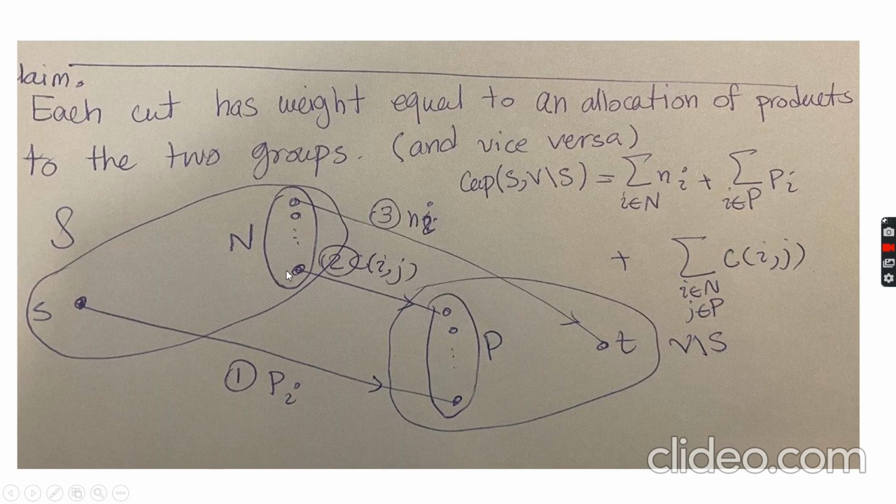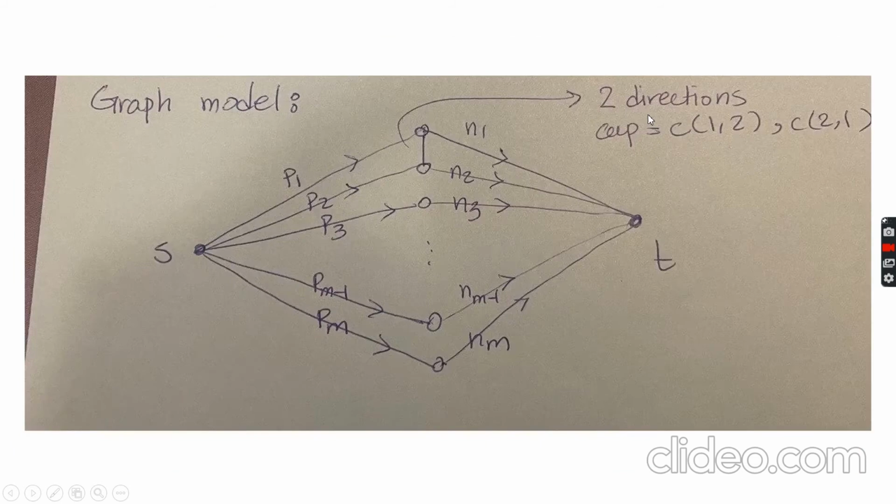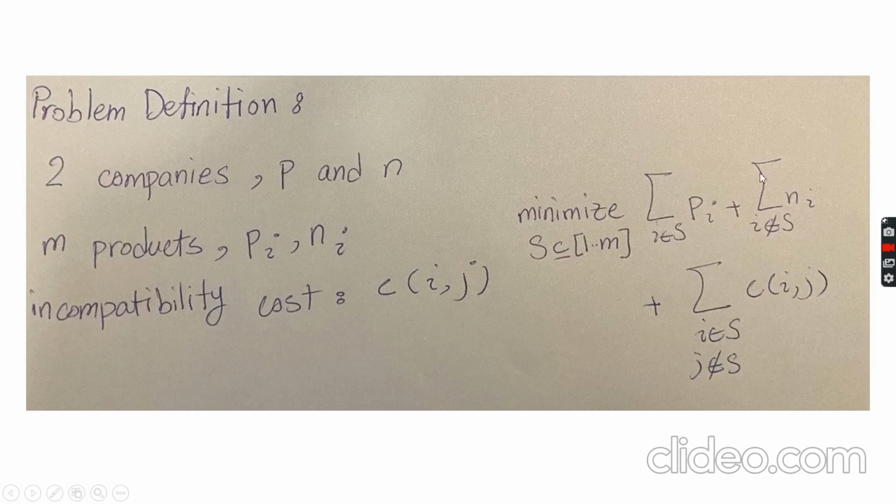So as you can see, we made a mapping between any possible way that you can buy these products from the two different companies, and we showed that the price that you need to pay is equal to the capacity of this cut. Okay. So now what? Well, we want to minimize this, right? This is exactly what we want to minimize.